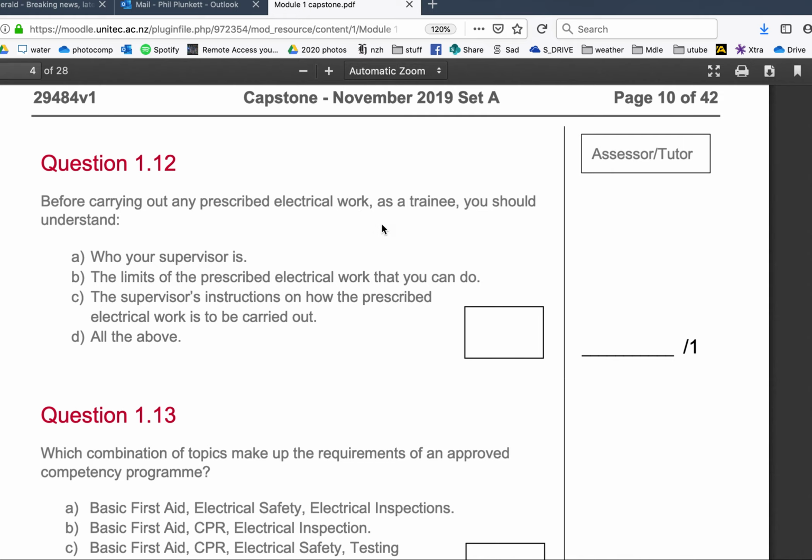For carrying out prescribed work as a trainer, you should understand who your supervisor is. Yes, you've got to do it under supervision. The limit of the prescribed electrical work you can do, yes. You can't do prescribed work on your own, but you can do it under your supervisor, so you've got to talk about that, and the instructions of how to proceed. So it is this one here, all of the above.